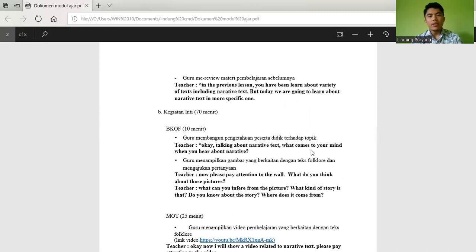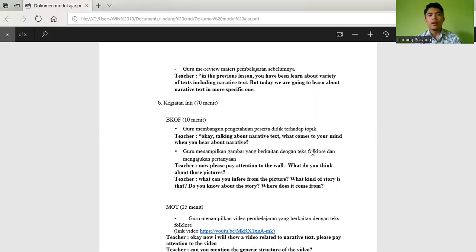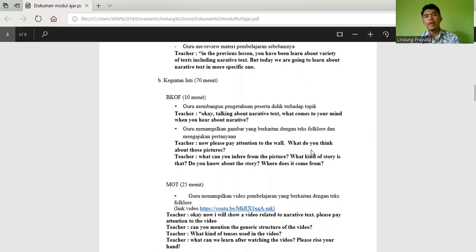As I said, I use a genre-based approach. It means that there will be four activities in the genre-based approach. The first is BKOF, with a time allocation of 10 minutes. In this phase, the teacher tries to construct the students' knowledge about the topic, or tries to stimulate the students related to the topic that will be learned, that will be discussed.